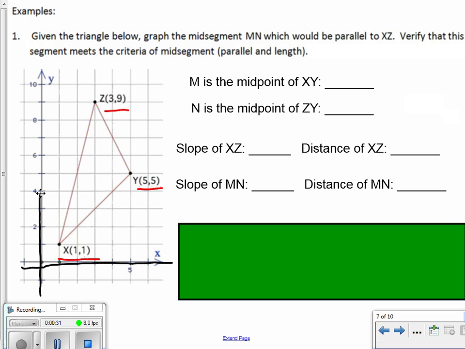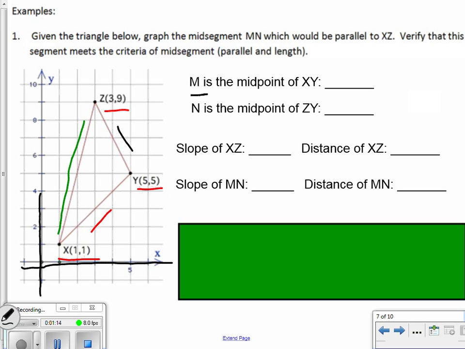Okay, so it says, given the triangle below, graph the mid-segment MN, which would be parallel to XZ. Verify that this segment meets the criteria of a mid-segment. So remember, by definition, a mid-segment has to be parallel to the other side, and it has to be half of its length. So if XZ is the line it needs to be parallel to, then MN has to be in between the other ones. So M is going to be somewhere on this line over here. We're not quite sure where. And N is going to be somewhere over here.